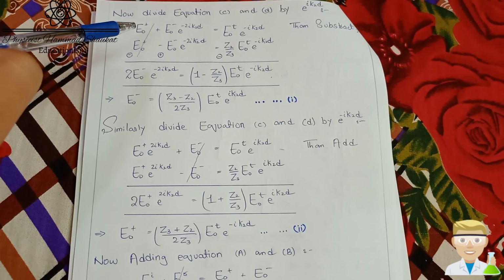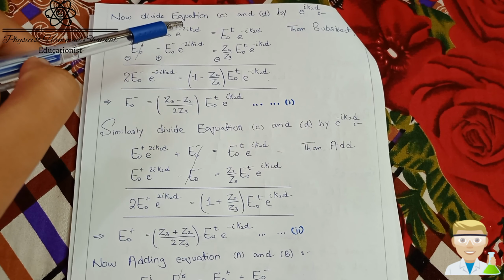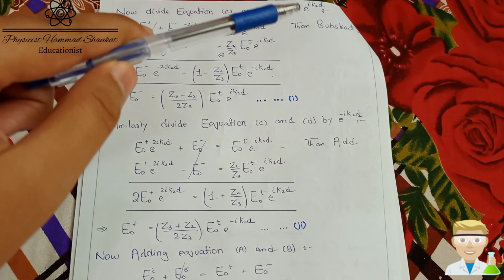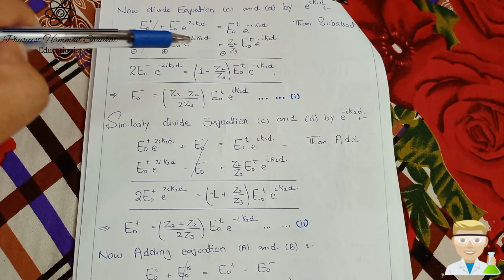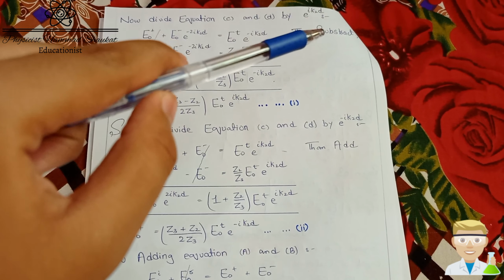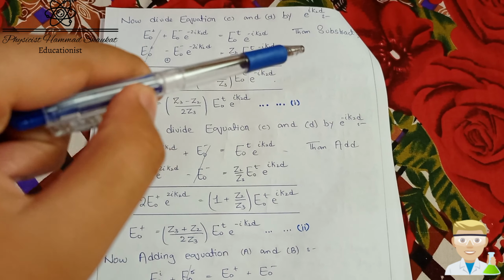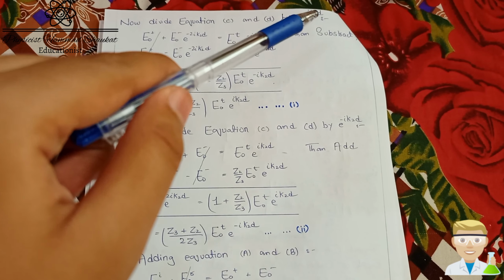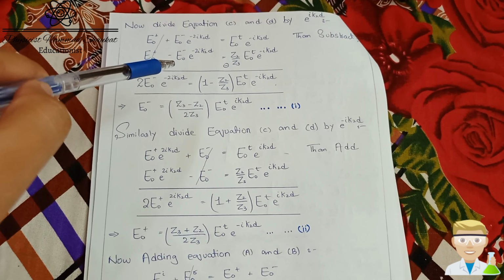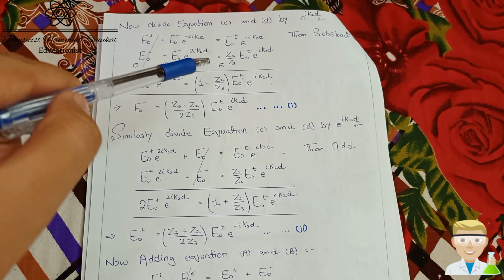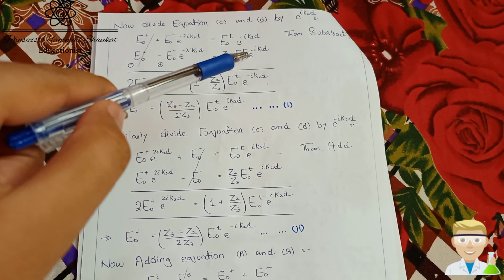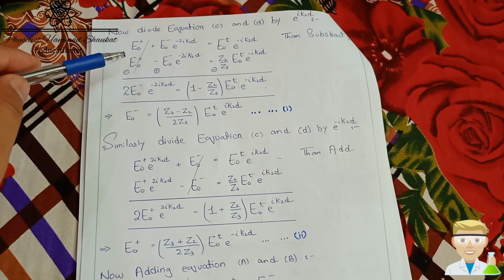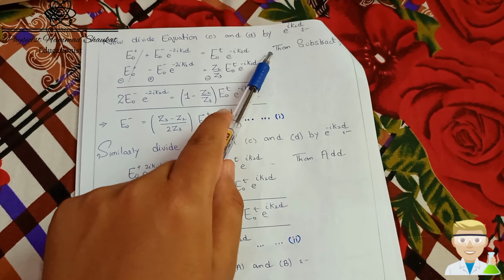This is your C equation: E0 plus plus E0 minus e power minus iota kd equals E0 t e power minus iota kd. This is your modified C equation after dividing by e power iota kd, and below is the modified D equation. After dividing your D equation by e power iota kd, you are left with E0 plus minus E0 minus e power minus iota kd equals z2 by z3 E0 t e power minus iota kd. What is cancelling here? You can see E0 plus and E0 plus. Now firstly you have to subtract these equations.